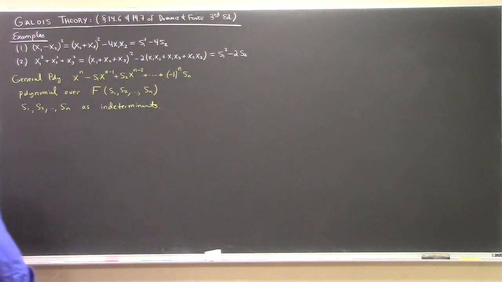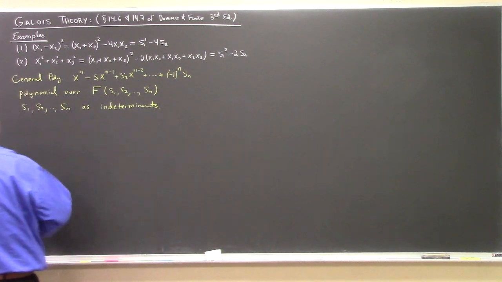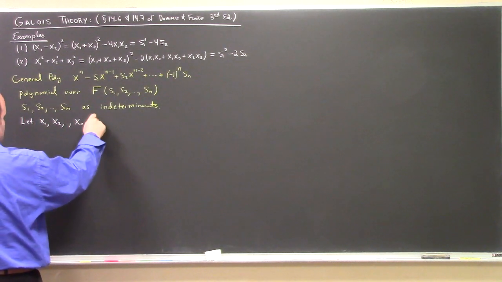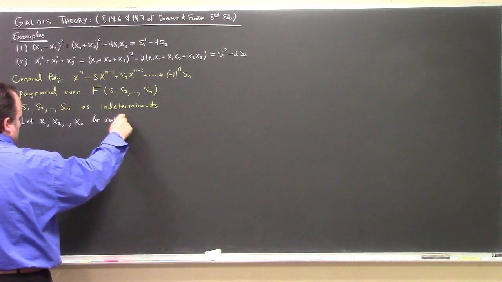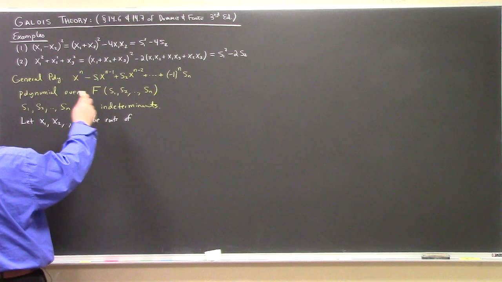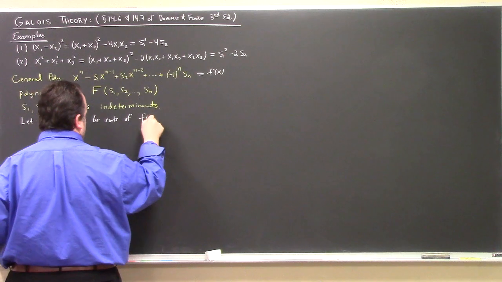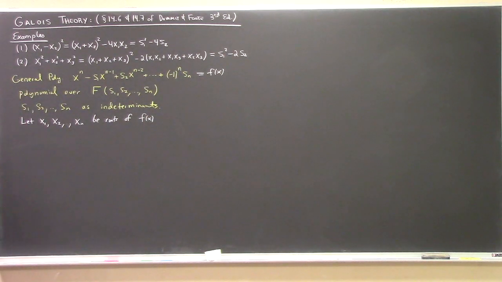So it's an nth order polynomial. He says let x1 through xn be roots of, I need to give this thing a name, I'm going to call it f of x. Roots of f of x. Then the s_i are precisely the elementary symmetric functions of the roots.